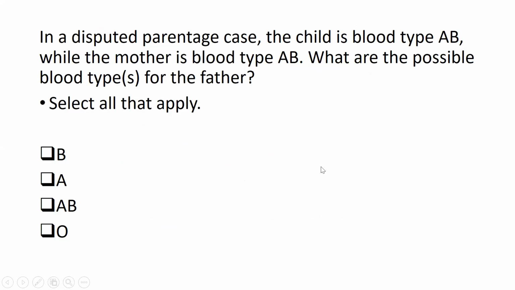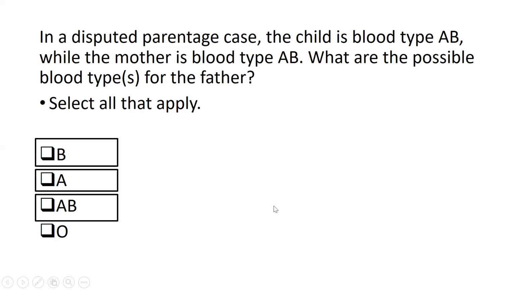In a disputed parentage case, a child, oh okay, this is pretty much the same question reworded, but the child's blood type is AB, while the mother's blood type is AB. What is the possibility of the father? Same as before, right? So we have B, A, and AB, right?